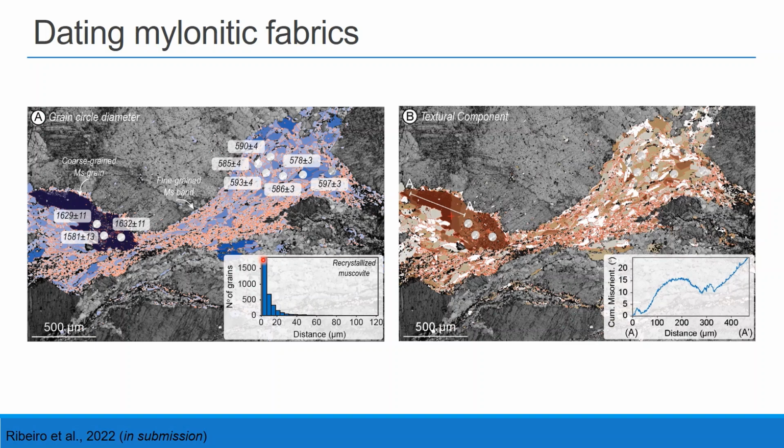This is just a histogram with the number of grains versus the grain size. So it's an asymmetrical positive distribution with a large dominance of small grains because of recrystallization. This is just a textural component map. So this big grain, you can see different shades of brown.